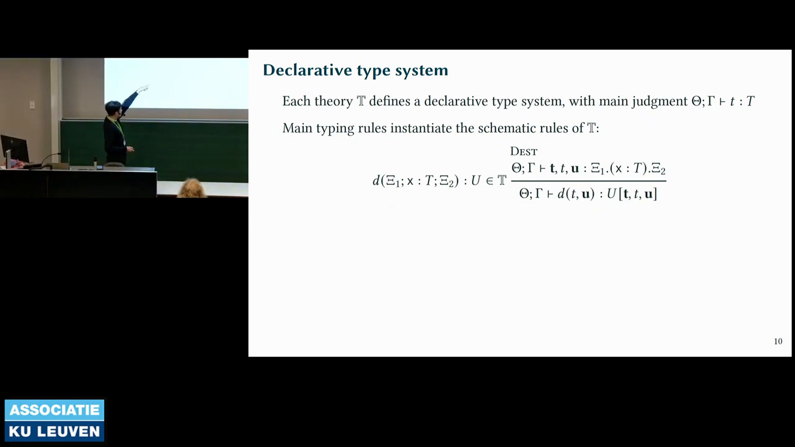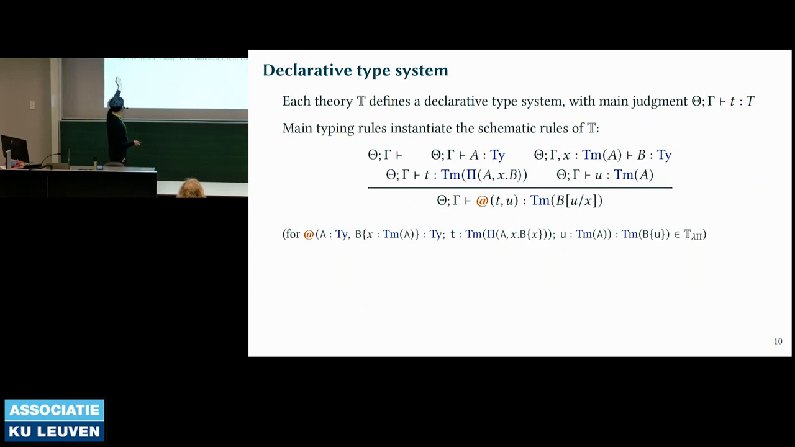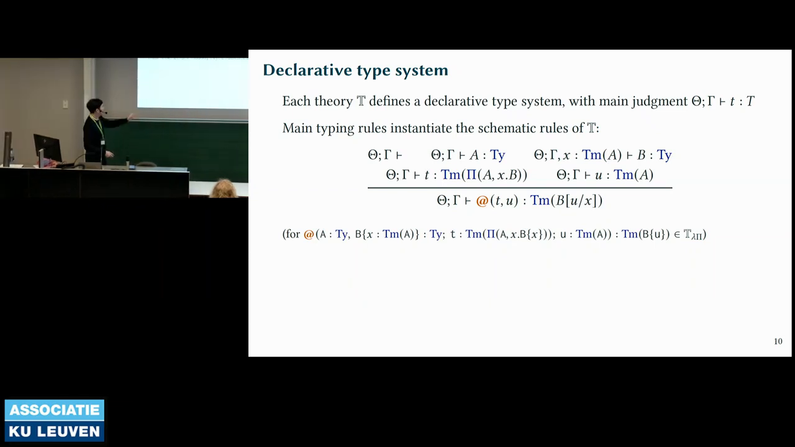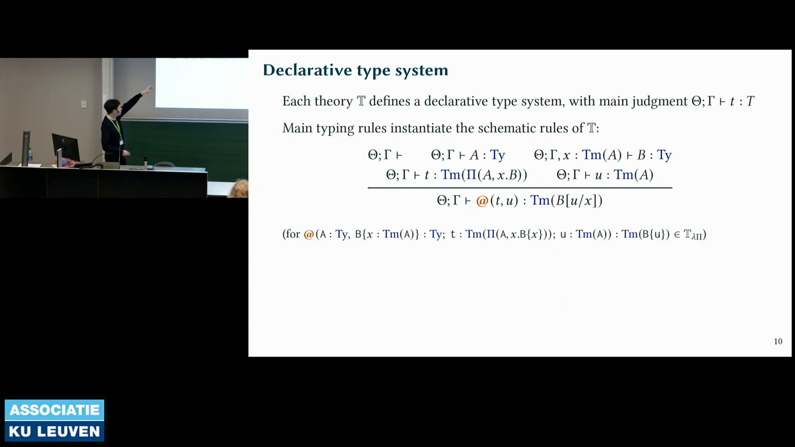So this is the rule which instantiates the schematic destructor rules. Instead, let's just look at an example. If we instantiate with the destructor, with the application rule from the theory we had, then we get indeed the usual rule for application, except that we have these three premises at the top which are admissible from the fourth one. So this is why we can normally omit them, but normally they should be there.